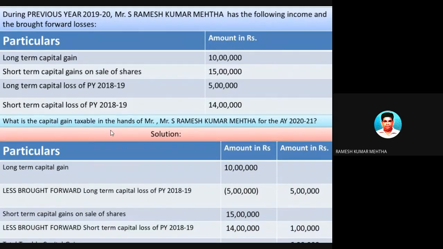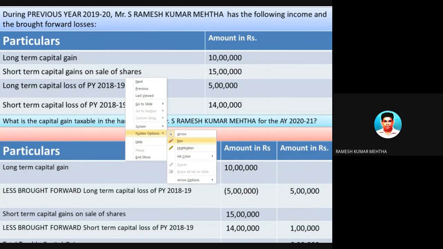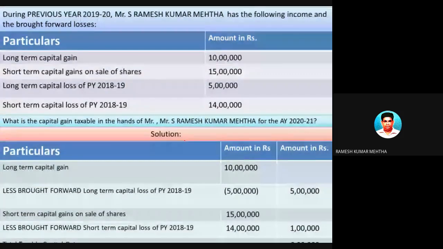The first problem of the day. Let's take up the first problem of the day. During the previous year 2019-20, Mr. S. Ramesh Kumar Mehta has the following income and the brought forward losses. So this is the information of Mr. Ramesh Mehta for the previous year 2019-20, and they have also given the last year's brought forward losses.